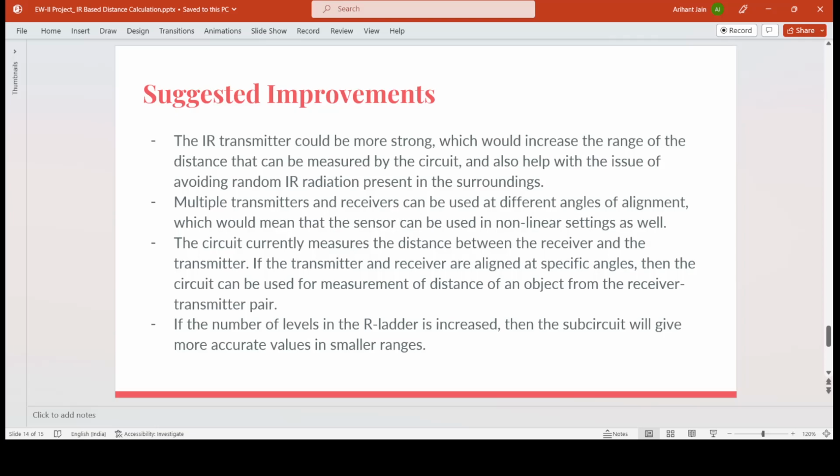We could also measure the distance not just between the receiver and transmitter, but with an object, which was not possible here because we could only measure distance when the receiver and transmitter were placed head on. If we could get a better signal from the receiver and transmitter, then the distance to an object could be measured by keeping it at a specific distance. And if the number of levels in the R ladder is increased, then we can have better resolution in our circuit.